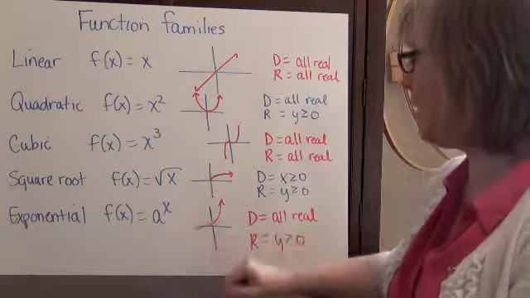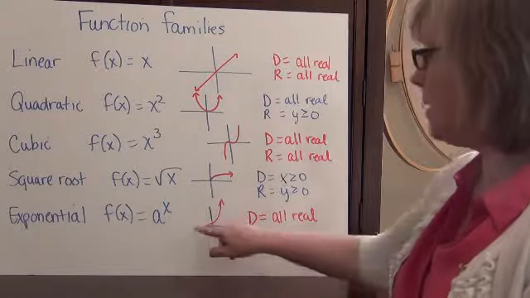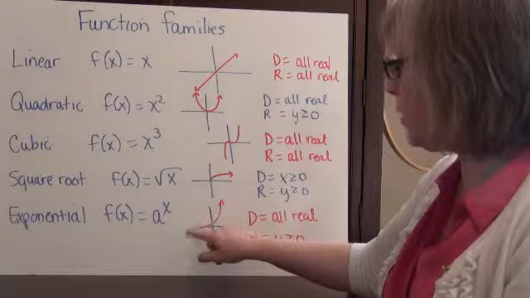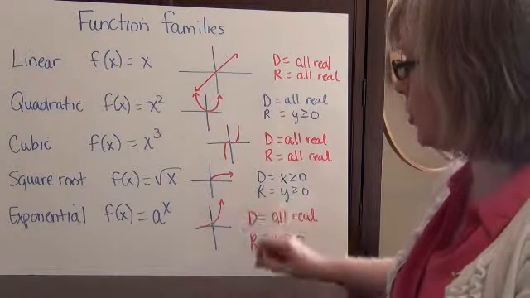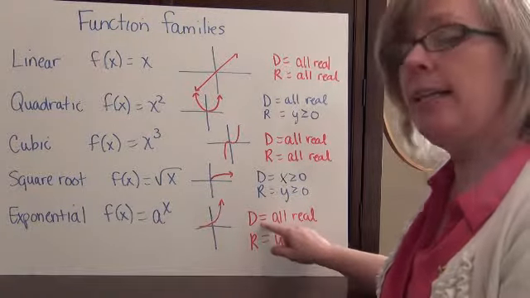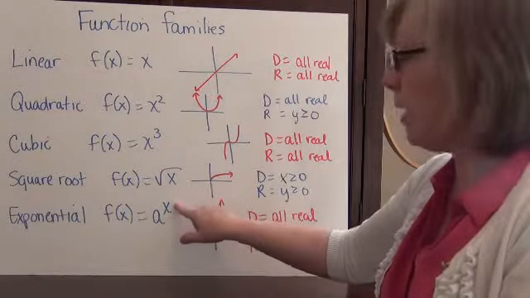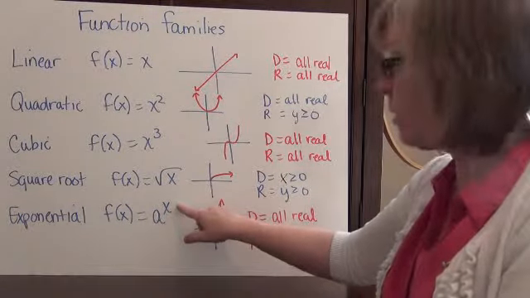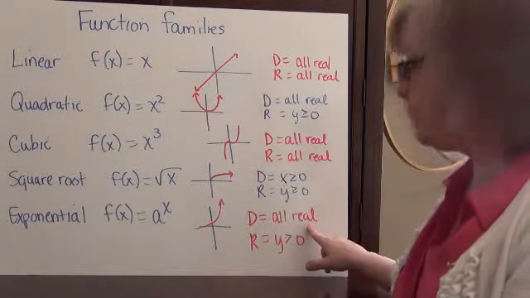The last one, the exponential, is going to go up in a sharp curve like that. It approaches but doesn't quite touch 0. That's a little off there, but it'll approach but never quite touch 0. But I can put in any number I want for x. I could put in a negative number, a positive number, a big number, a small number. X can be any number, so I write all real numbers for its domain.